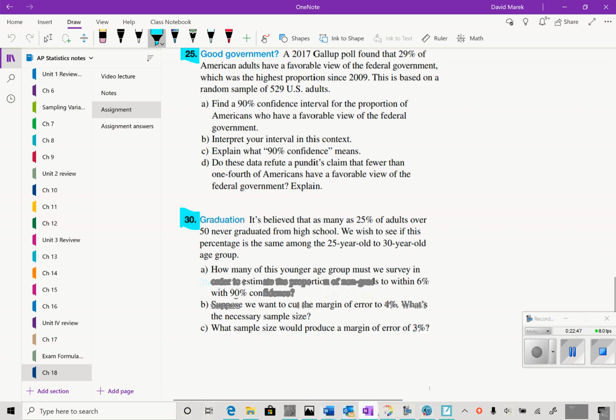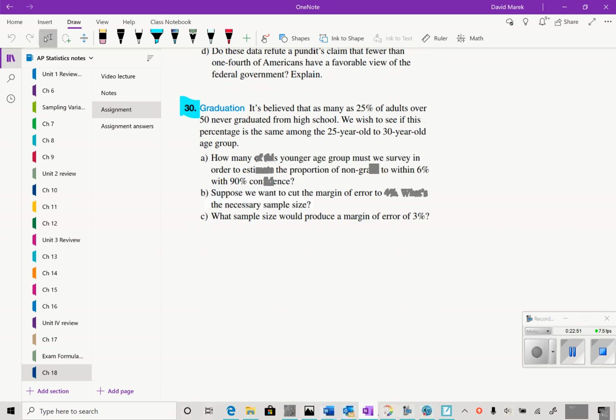And then good old number 30. I think this was hands down the winner in our online voting of which one's the most confusing. All right, it's believed, graduation. I'm sorry if this is a sore subject. It's believed that as many as 25% of adults over 50 never graduated from high school.